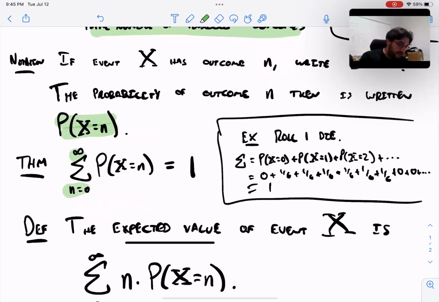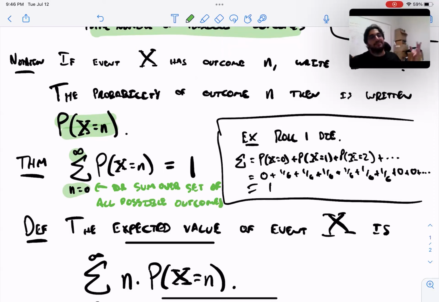You could also more generally sum over the set of all possible outcomes, right? You don't necessarily have to have numerical outcomes. You could just say, I'm just summing over the set of all possible outcomes. Here I wrote it with numbers, maybe because, say, in a Calc 2 course, a summation from 0 to infinity is something we're very familiar with. And if your event happens to have natural number outputs, then great. But you can also just sum over the set of all possible outcomes. So that would be a slightly more general version of this statement.